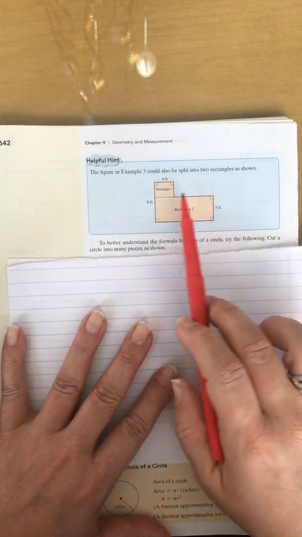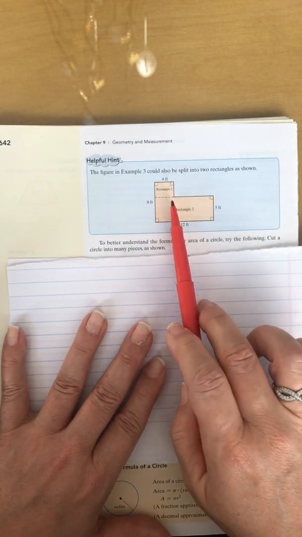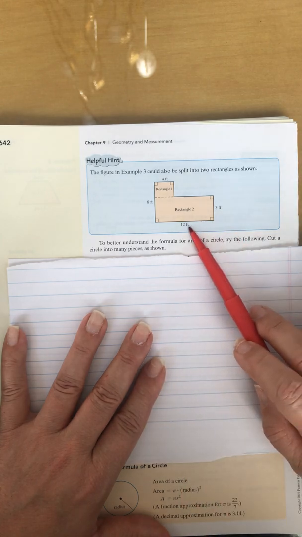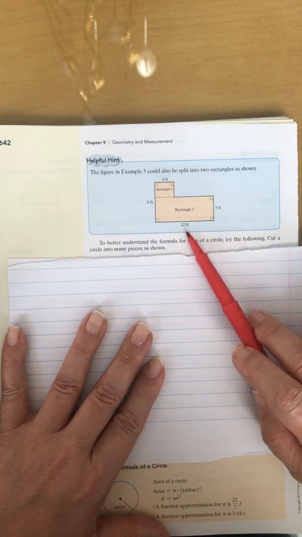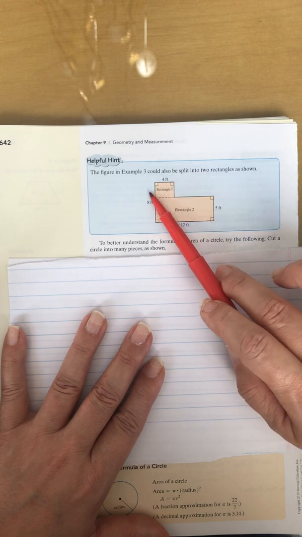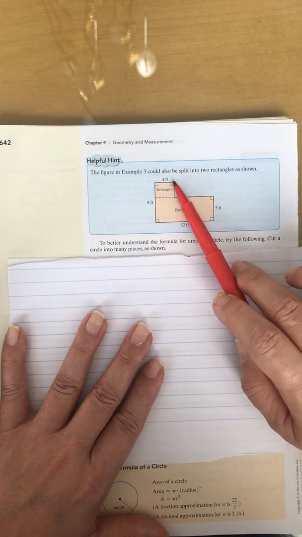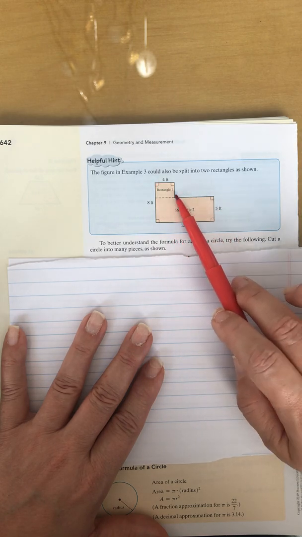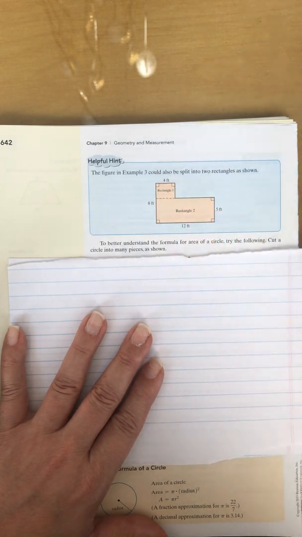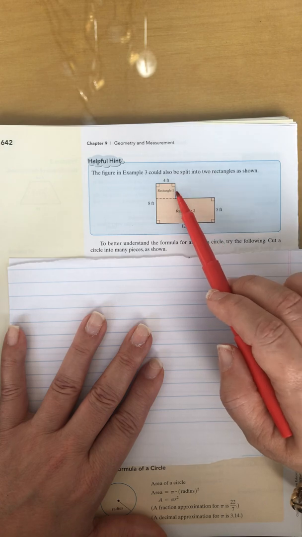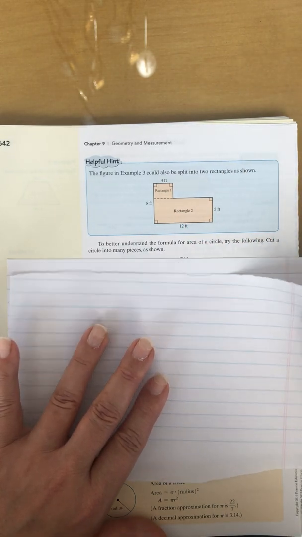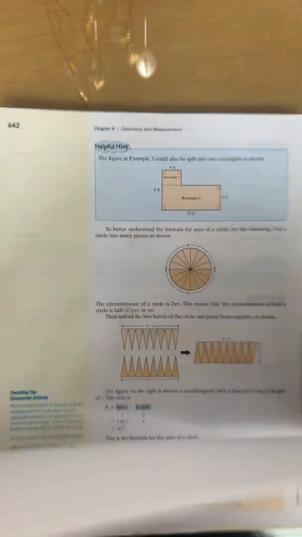It could have been split differently, rectangle 1 and rectangle 2. So you could have done 12 times 5, which is 60, and then add that to 4 times, you'd have to figure out this side, which if this is 8 feet and this is 5 feet, this would be 3 feet. So 4 times 3 is 12, and then add that to 60, and you'll get the same answer.